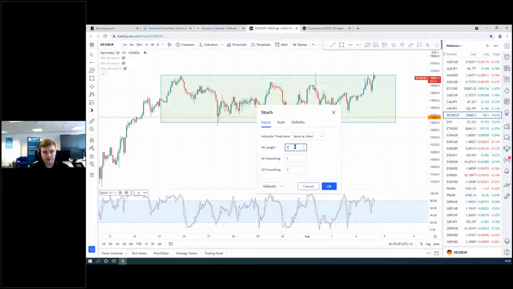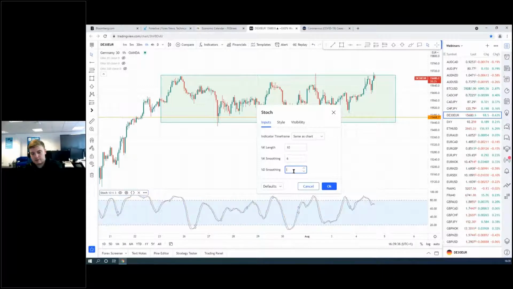You can either use 10, 6, 6. This will be a slower stochastic. 10, 6, 6 will be more smooth. You'll get less signals, but when you do get signals, they will be more confirmed.